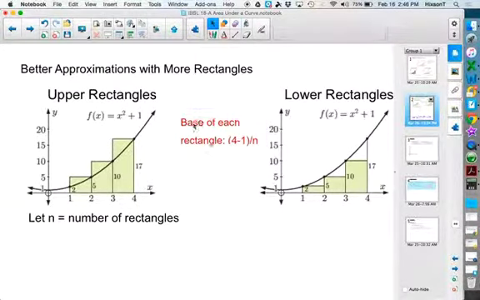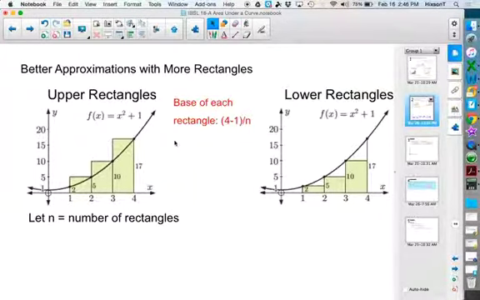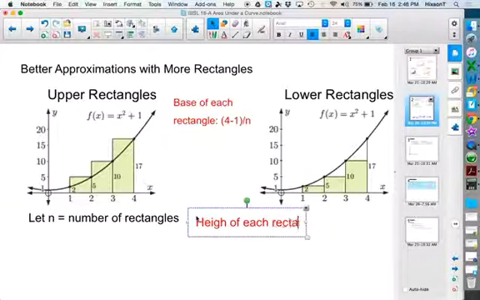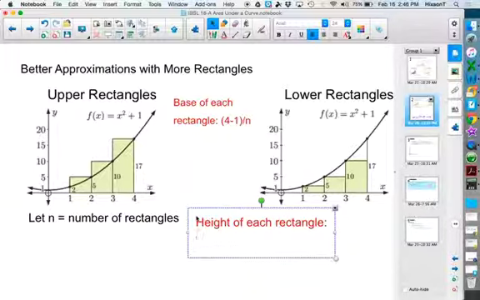Now, let's think about this, okay? I need to figure out the height of each rectangle. How would I figure out the height of each rectangle, if I'm doing the upper rectangles? This is specific to the uppers. We could do the lowers, but it's got to be the y-coordinate, right? So to get a y-coordinate, I've got to evaluate my function at a specific value, right?